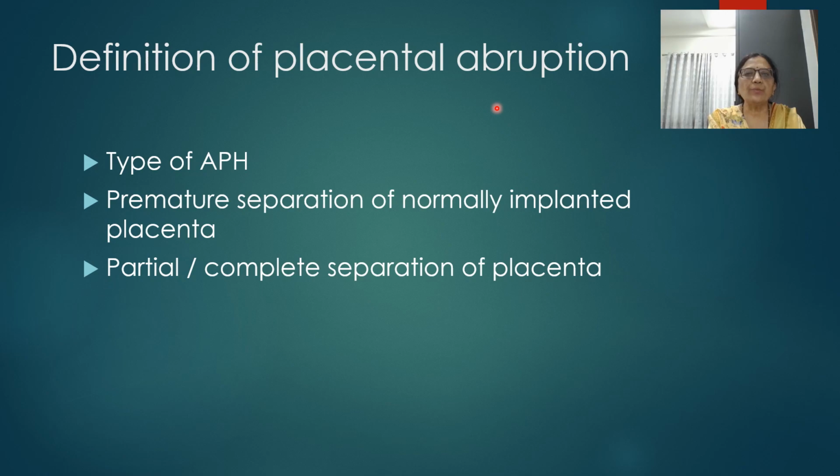Definition of placental abruption is it is a type of APH. That means there is a bleeding from or into the genital tract from 24 weeks up to before delivery of the baby. And this bleeding is because of the premature separation of normally implanted or normally situated placenta. There can be a partial or complete separation of the placenta.